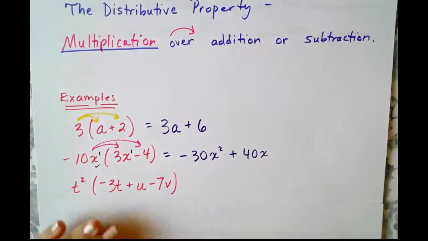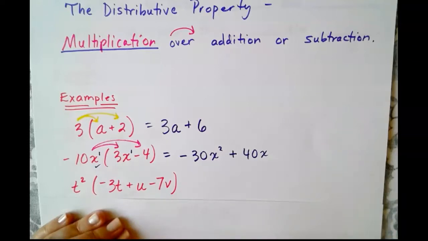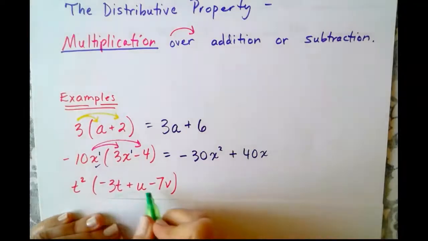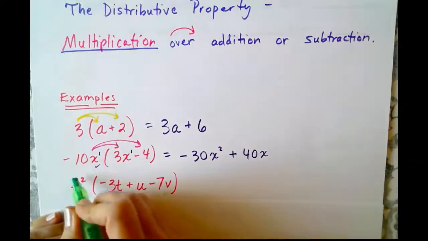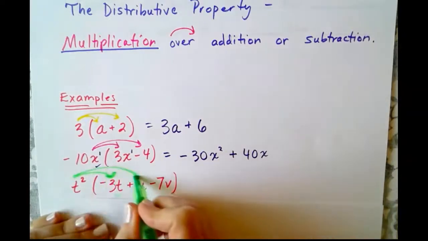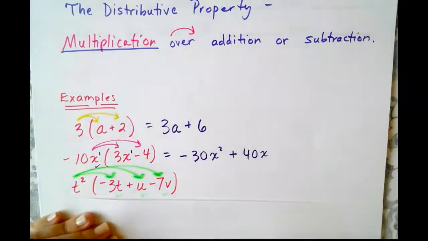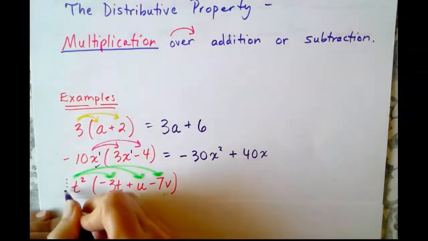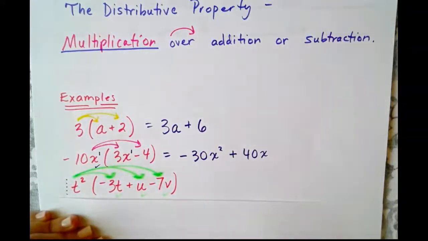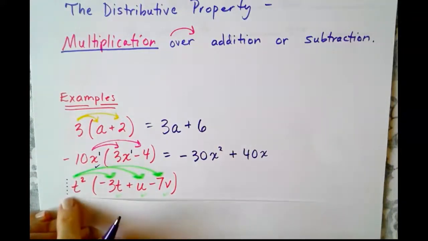Next, we have t squared. T squared is being multiplied through. The quantity this time has 1, 2, 3 terms. So we're going to multiply once, twice, 3 times. So we will end up with a 3-term expression as our simplified answer. Remember, there's a 1 in front of this t squared. So when we multiply, we're going to multiply as if we're just multiplying by positive 1 first.